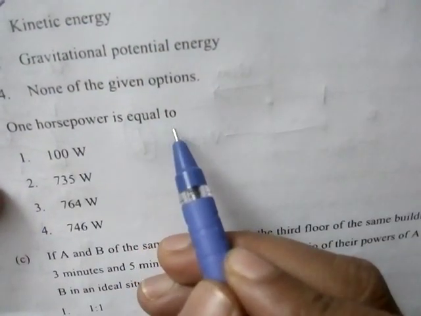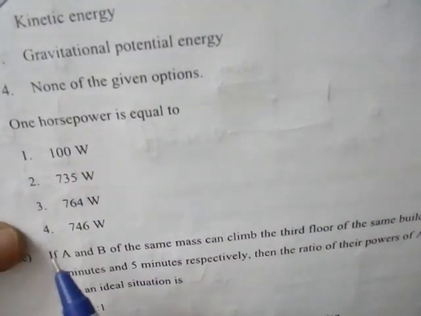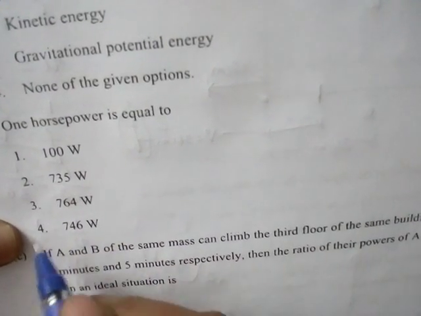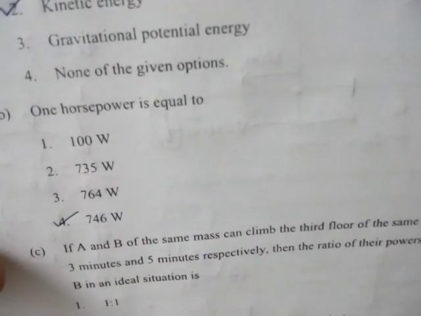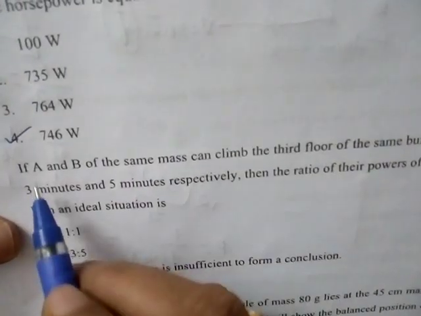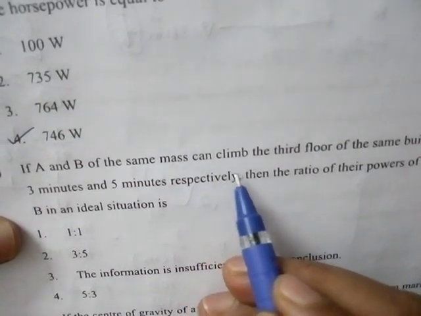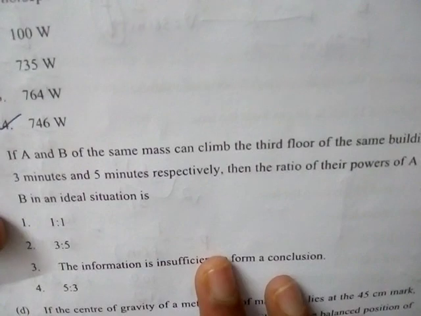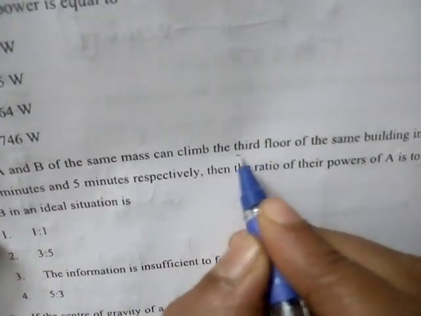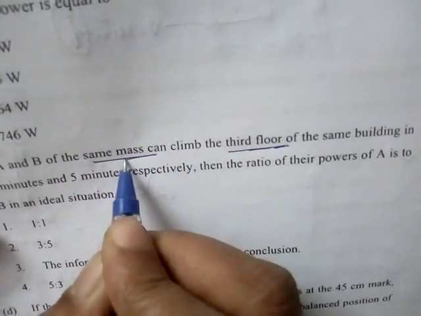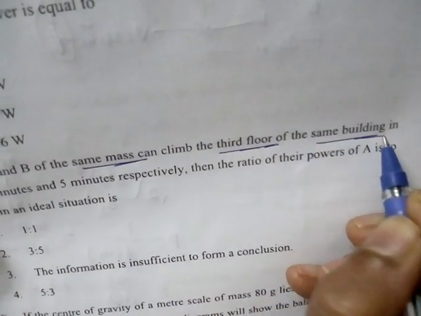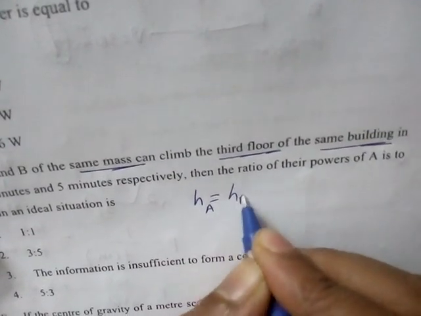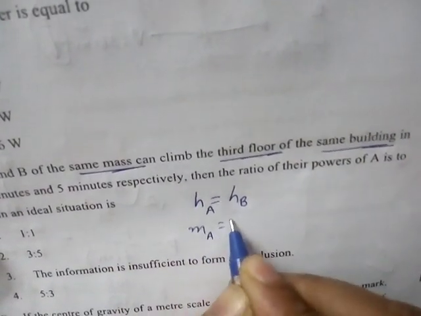Next, 1 horsepower is equal to, so directly you have to mark the answer value. So 746 watts, a direct easy question, and it is given for 1 mark. If A and B of the same mass can climb the 3rd floor of the same building in 3 minutes and 5 minutes. 3rd floor, same mass, same building. So height HA is equal to HB, MA is equal to MB.